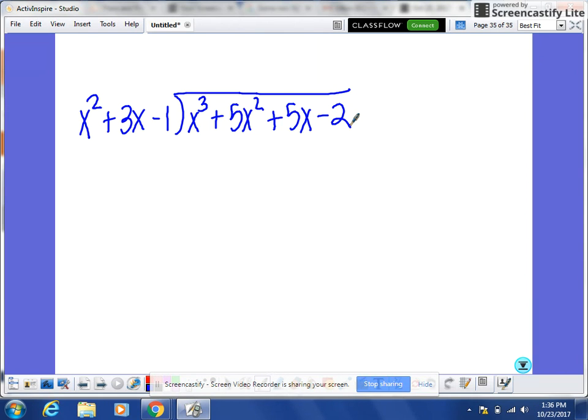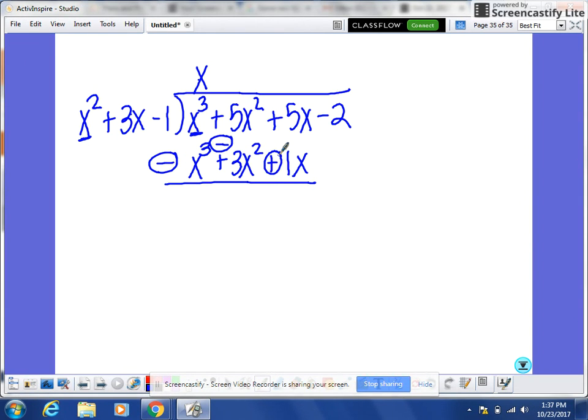All right, x squared divided into x cubed. So the exponents 3 and 2. 3 minus 2 leaves me with x to the first power. X times x squared is x cubed. X times 3x is 3x squared. Then x times negative 1 is negative 1x. All right, change your signs.